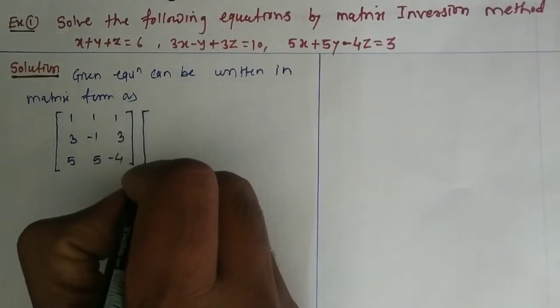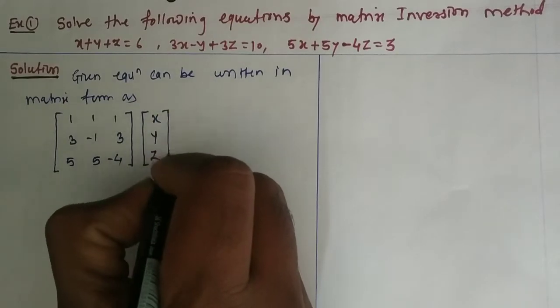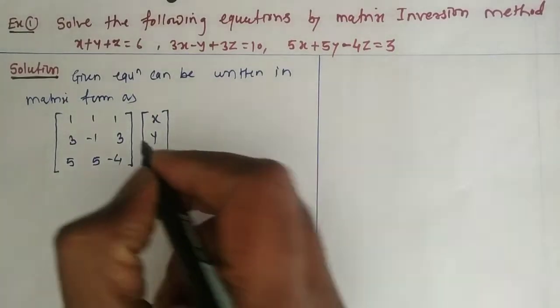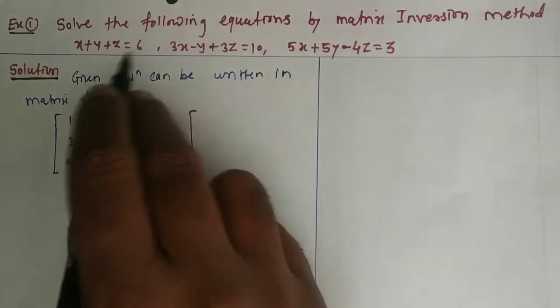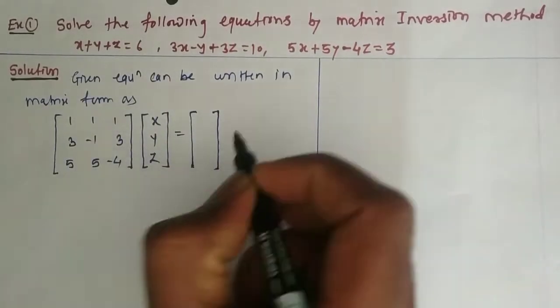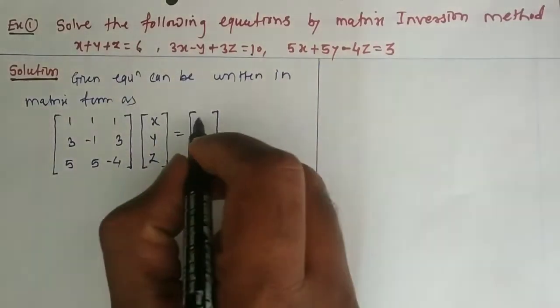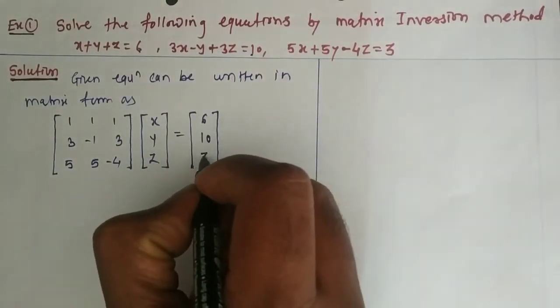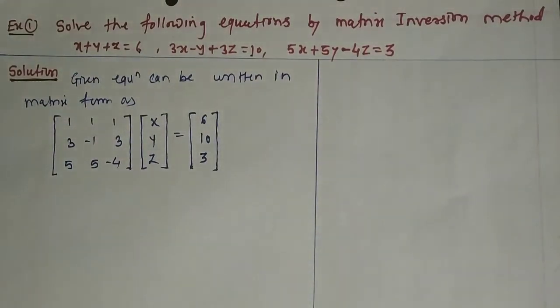Since there are 3 variables, write this in column x, y, z. These are the 3 variables. Now which is equal to what? These numbers 6, 10 and 3. So write this as 6, 10 and 3. So the first step, you have to write this in matrix form, and this is the way to write it in matrix form.